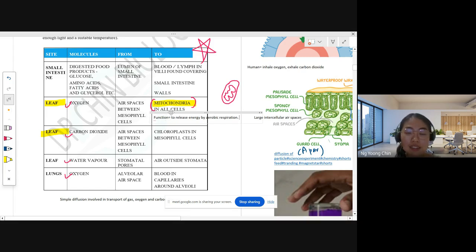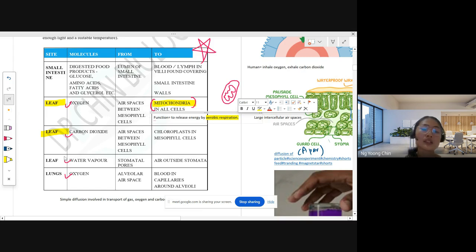So this is why the mitochondria are found in all cells. They need the oxygen inputs to perform aerobic respiration. From the aerobic respiration, they are able to provide the energy to the cell itself. Okay, so oxygen and carbon dioxide all happen with simple diffusion.